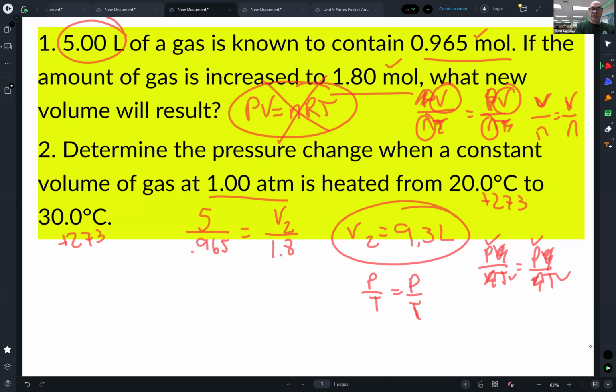So the pressure to start with is 1. The temperature is at 20. So that's 293 when you add 273. I don't know my new pressure, but I do know that it has gone up to a temperature of 303. So we are going to solve for P2. So it's 303 divided by 293, and you get 1.03. The pressure did not change that much. The unit is atmospheres. All right.